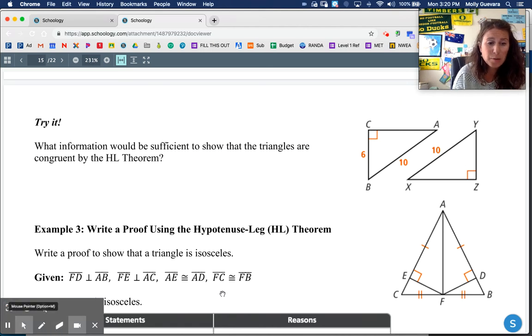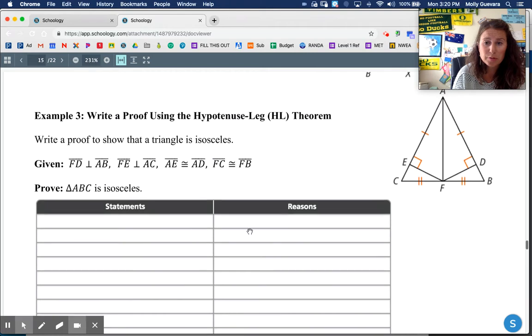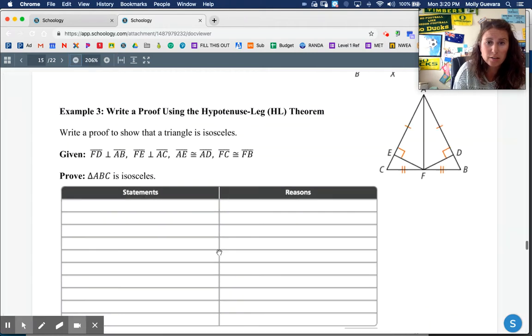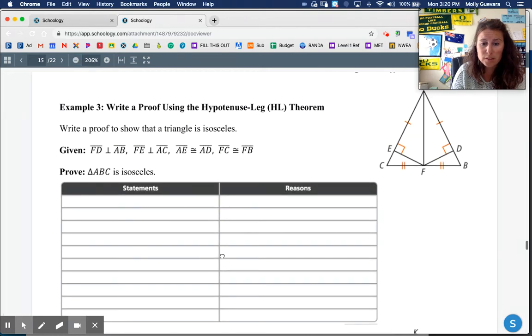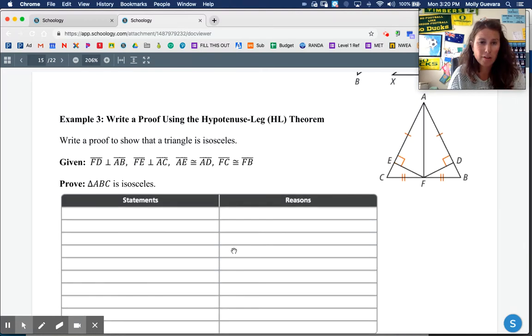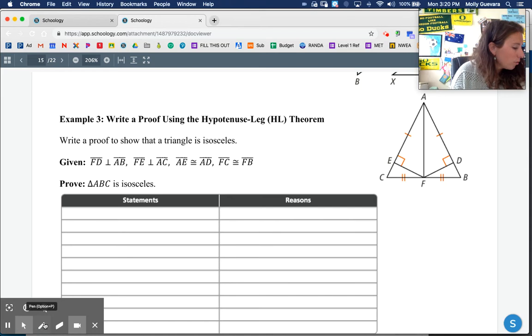So the last problem we're going to do here is we're going to do a proof using HL. So let's see if we can get it all in one. There we go. Something like that. Okay, so let's look.